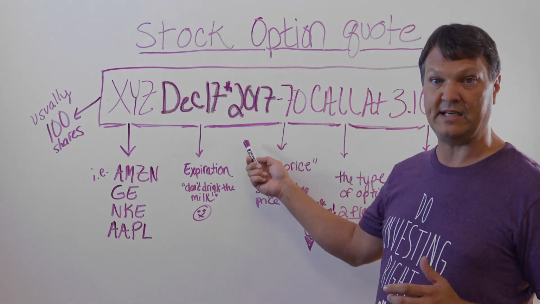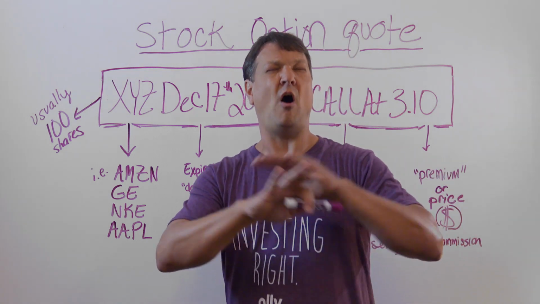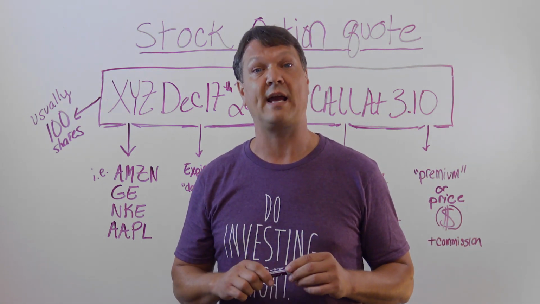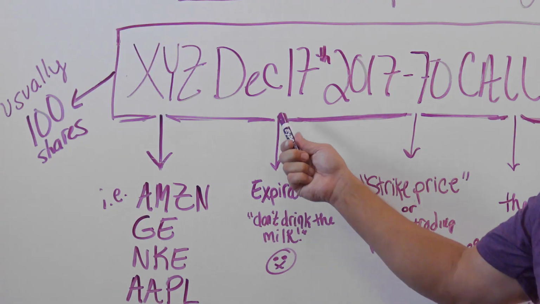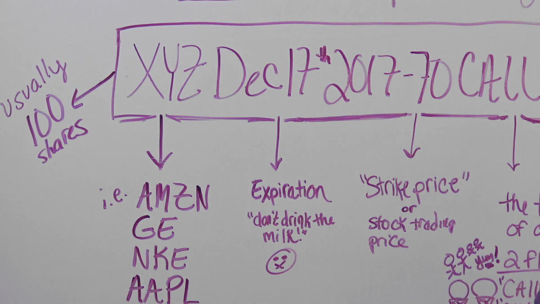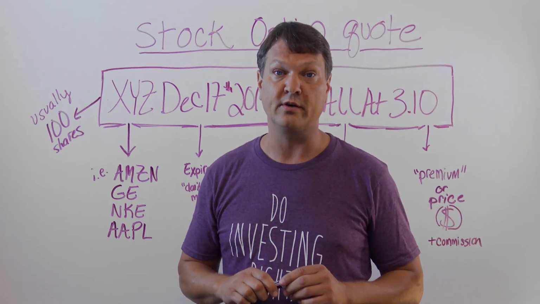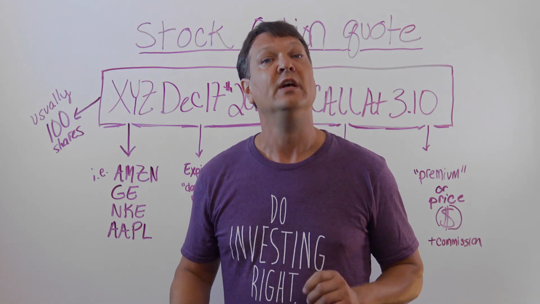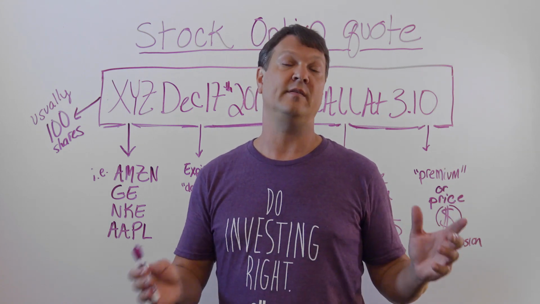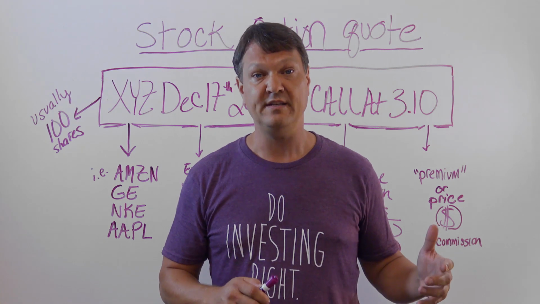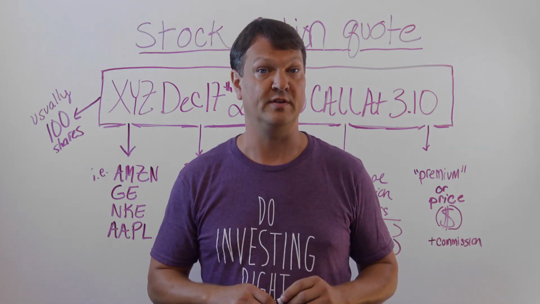Now next to that, we have a date. As with all contracts in general, they usually have an expiration date, and that's very true in the stock option world. Our expiration date is December 17th, 2017. After that day, this contract ceases to exist. You can no longer trade it on any exchange. So with stock options, you have many different expirations to choose from. They can go for as little as a few days out to as long as a few years in time.